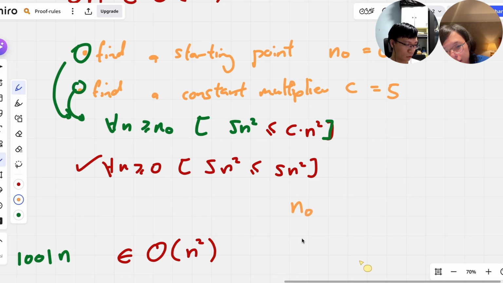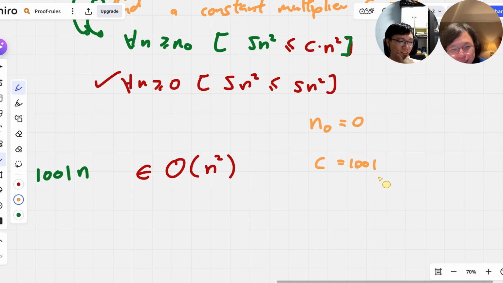So you've got to pick a starting point and a constant multiple. The easiest way is to match the constant multiple c with the coefficient of n. So we try setting c to be 1,001. And then n0 can be 0. Actually, that probably still works too, right?